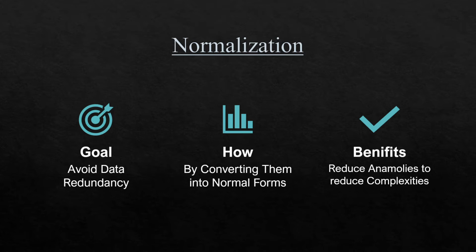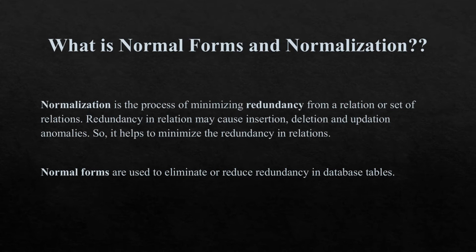The goal of normalization. So to avoid the data redundancy in the database, we use normalization. How to perform normalization? By converting the database into normal forms. So what are the benefits of normalization? So basically it reduces the complexities by reducing the anomalies in the database.